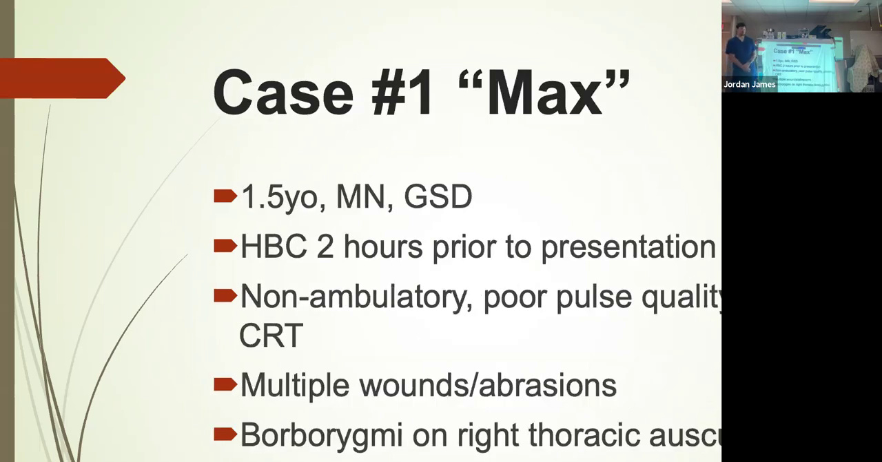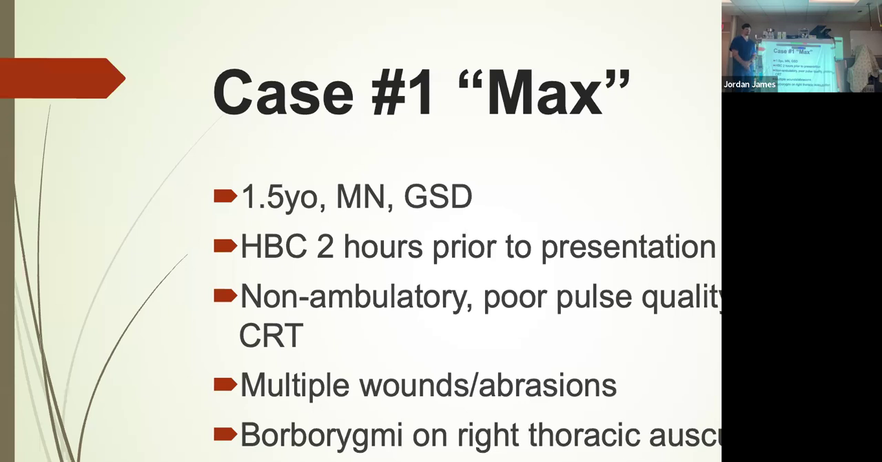So just a brief case, I think we have enough time for a couple of cases just to review what we've talked about. So case number 1 is Max. He was a 1.5-year-old male neutered German Shepherd. He was hit by a car 2 hours prior to presentation, non-ambulatory, really poor pulse quality, very prolonged CRT. He had multiple wounds and abrasions, and the main thing that we found on auscultation was borborygmi in the right thoracic cavity.